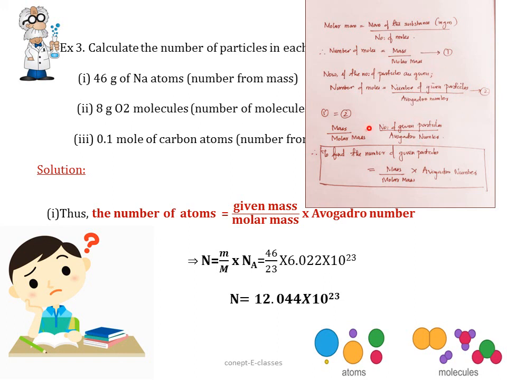So let's equate these equations. Mass by molar mass is equal to number of given particles by Avogadro number. So in this question we have to find the given number of particles. Hence the given number of particles is equal to this mass divided by molar mass into Avogadro number. See, that's how we get this equation. So here the given mass is 46 gram. So 46 gram divided by molar mass of sodium, which is 23, into Avogadro number 6.022 into 10 raised to 23, which is equal to 12.044 into 10 raised to 23.